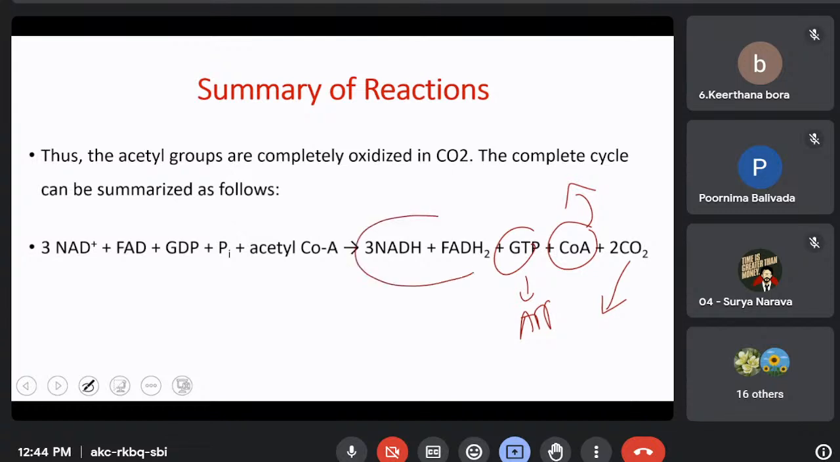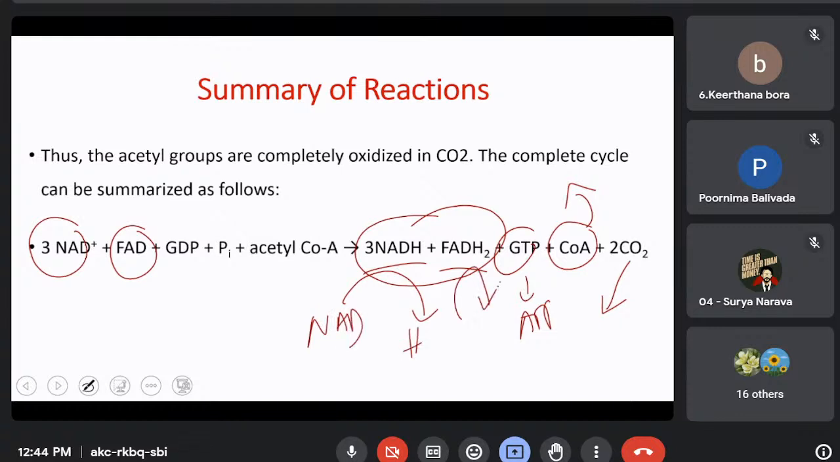And then what about the NADH and FADH2? For the second cycle to go on, we require NAD and FAD, but not NADH and FADH2. So what do they have to do? They have to be converted to NAD, so that hydrogen is removed. FADH2 has to be converted to FAD, so that hydrogen is removed.